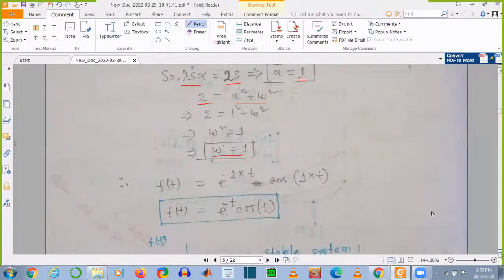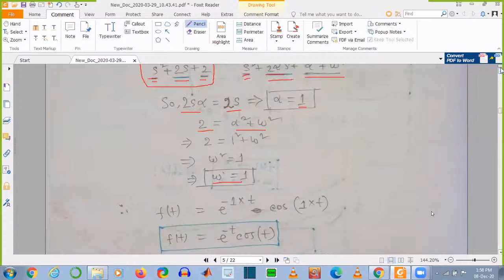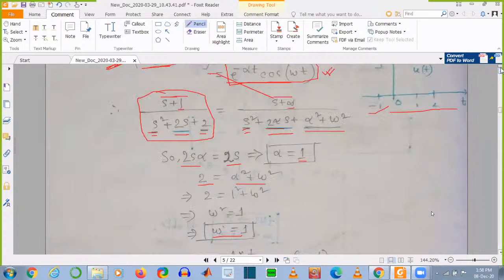So if omega is 1 and alpha is 1, from this formula, e to the power minus alpha t cos omega t, e to the power minus alpha t equals e to the power minus t, and cos omega t means cos 1t, cos t. So e to the power minus t cos t. That means for this transfer function, what will be the time domain representation? e to the power minus t cos t.